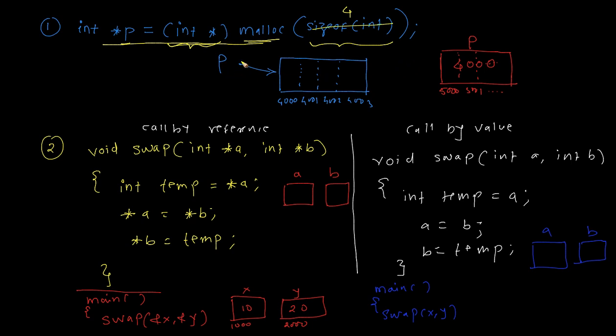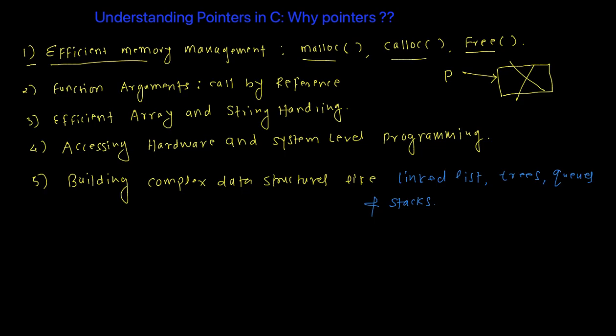So in memory, this is pictorially what I have shown. P is a pointer pointing to this memory. In fact, what happens in memory is that P is storing the memory address of this location. So 4000 is the starting byte's address, so that is getting stored here in P. That is how pointers help us to manage memory efficiently. That is one usage of pointers.